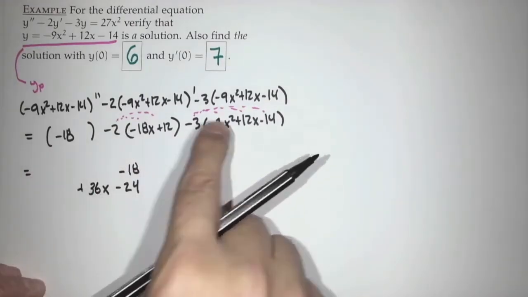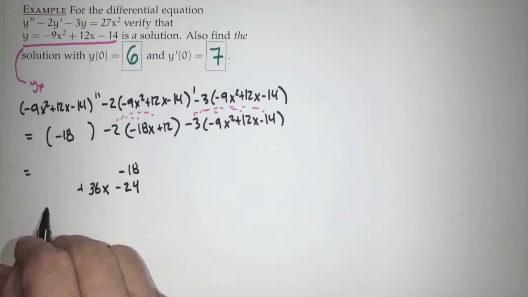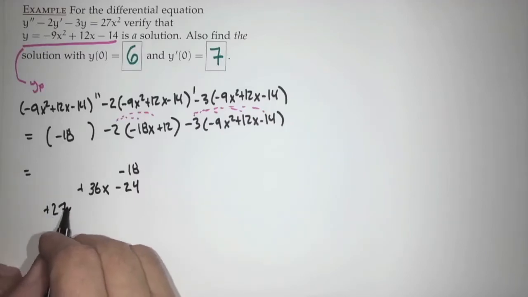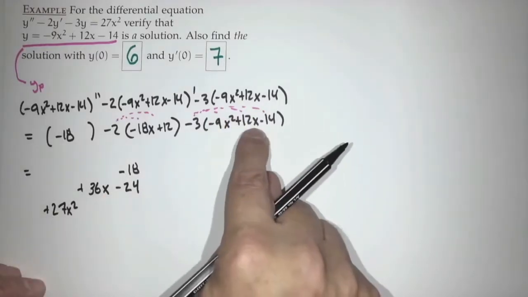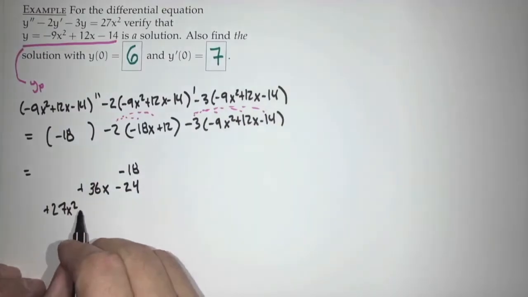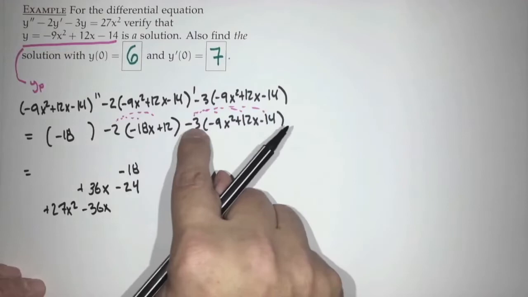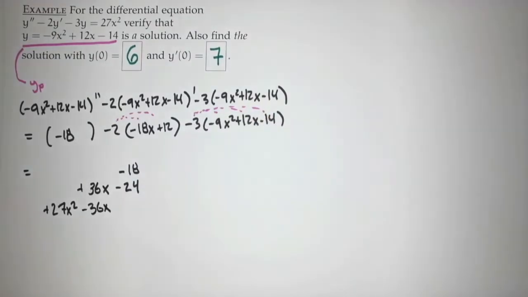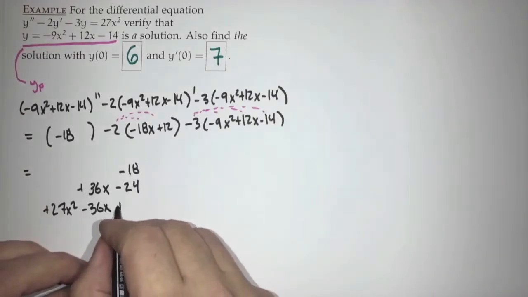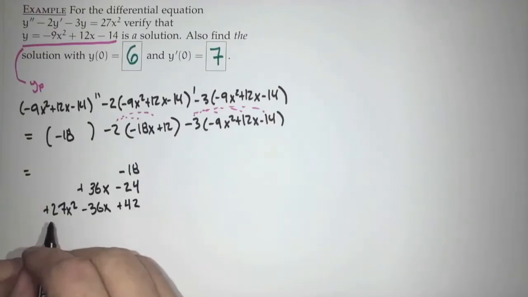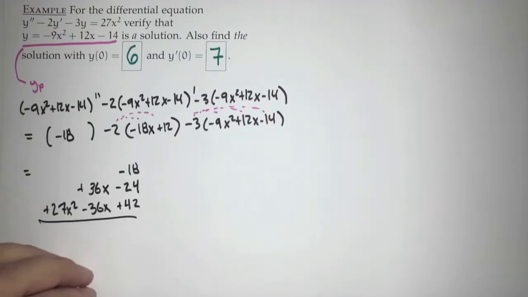Minus 3 times minus 9x squared, 27x squared. Minus 3 times 12x, minus 36x. Minus 3 times minus 14, it's the answer to life, the universe, everything: 42. You're probably thinking, wait, that's the answer. What's the question? They're still working on that.